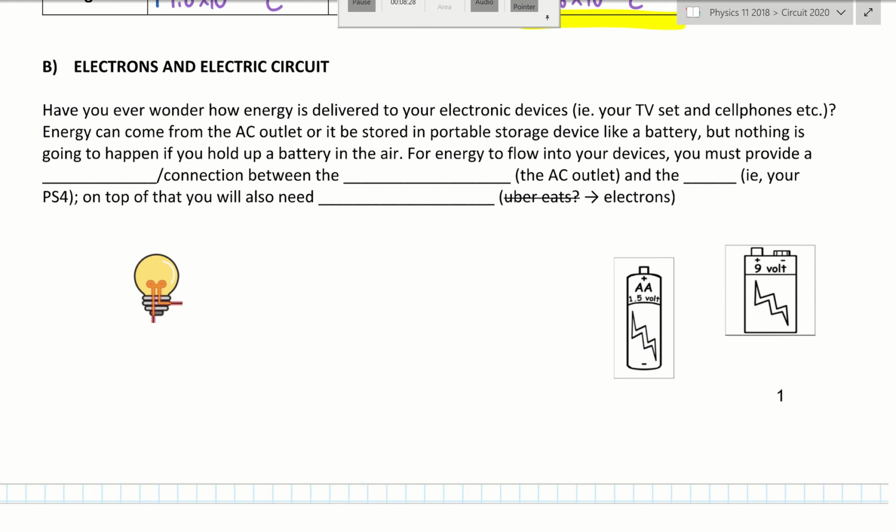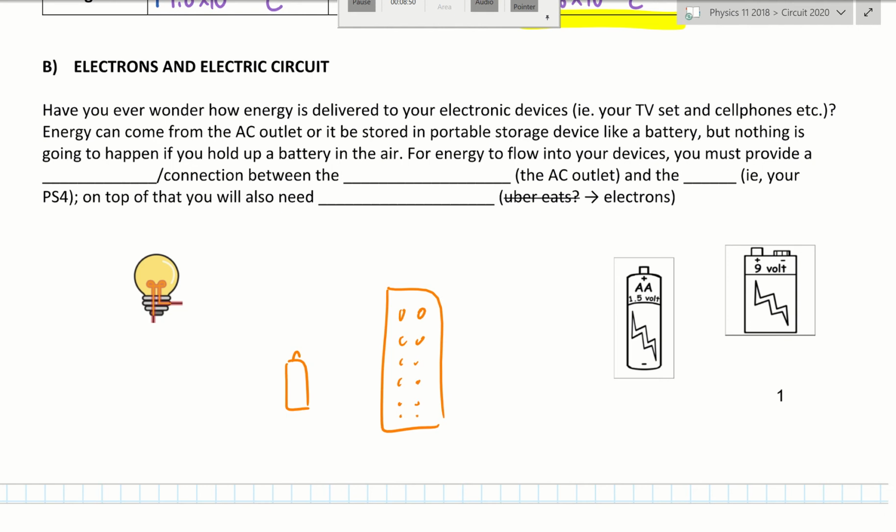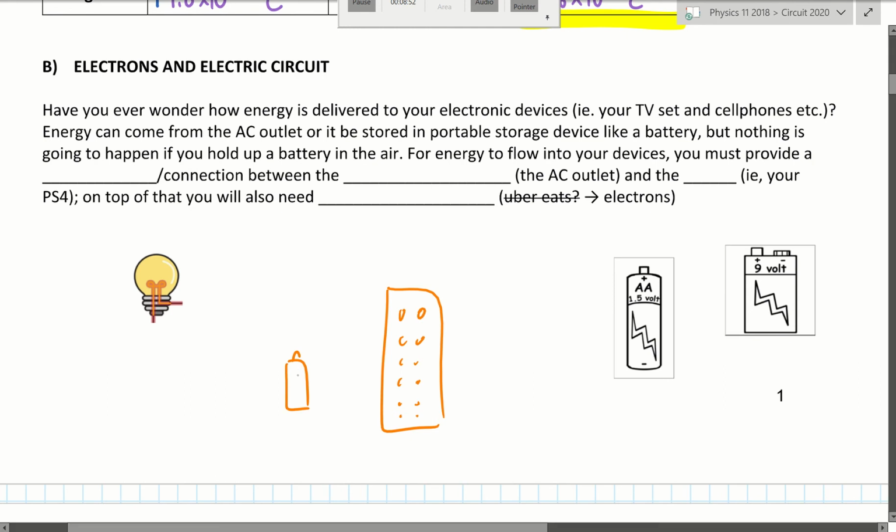But nothing is going to happen if you just take a battery and put it on the table, and you take, for example, your remote control, and you just leave it on the side. Nothing's going to happen if the battery is here and your remote control is over there, right? The remote control is not going to work if your battery is outside of it, right? You have to somehow make the energy from the battery go into the remote control, right? So for energy to flow, you need a few basic things.